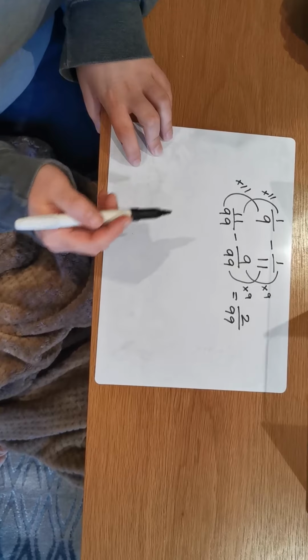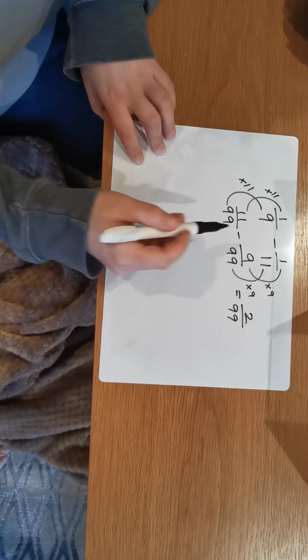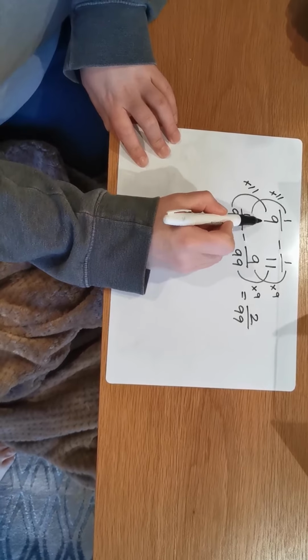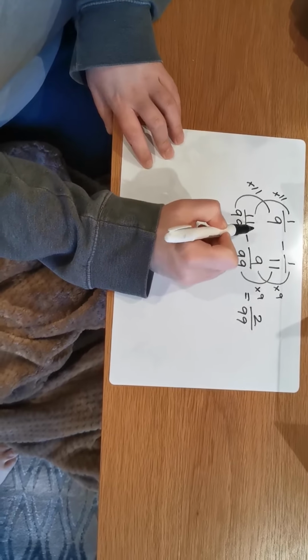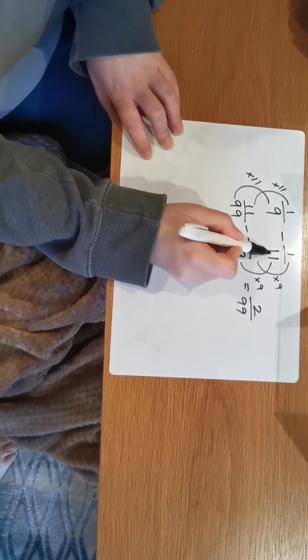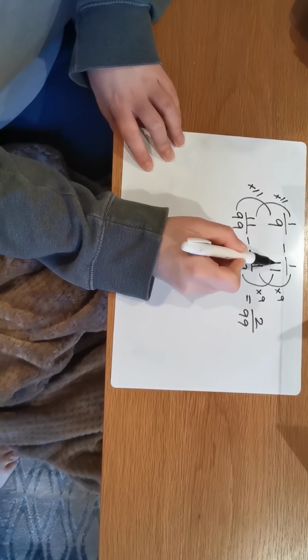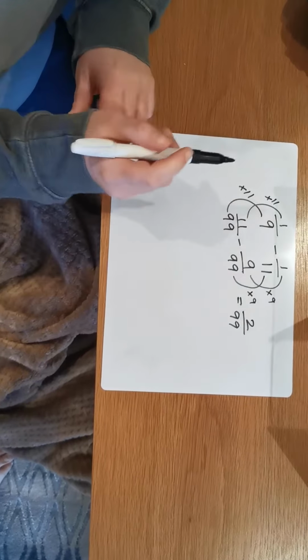And if we just recap, a good way to find a common multiple, not always the lowest common multiple, but a common one, is to multiply the two denominators together. So 9 times 11 is 99. So I know that 9 and 11 are in the 99 times tables. Okay.